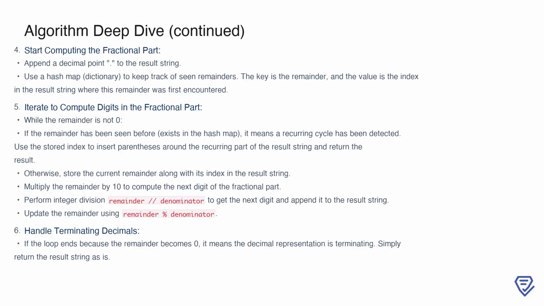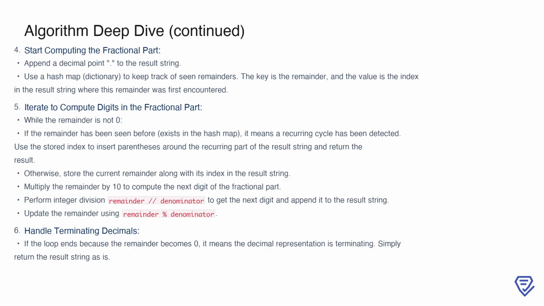If there is a remainder, we proceed to compute the fractional part. To do this, we append a decimal point to the result string and initialize a hash map, or dictionary, to track remainders. The key in this hash map will be the remainder, and the value is the index in the result string where this remainder first appeared. Now, we iterate as long as the remainder is not 0. If the remainder is found in the hash map, it means a recurring cycle has been detected. Using the index stored in the hash map, we can insert parentheses around the recurring part in the result string and return the result. If the remainder is new, we store it in the hash map along with its current index in the result string.